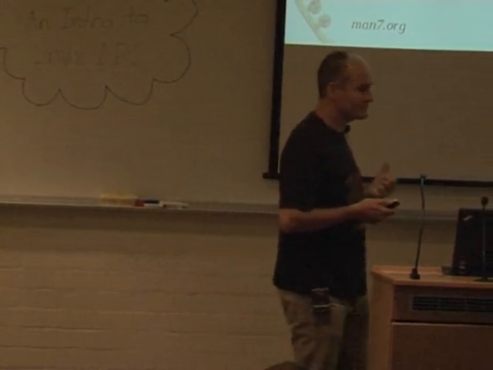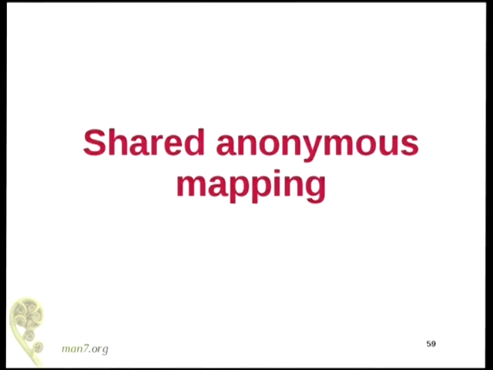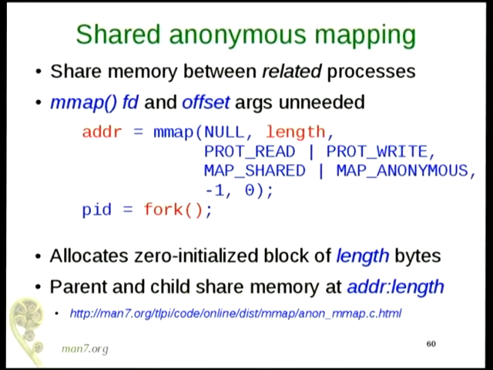So I said there were 3 types of mappings. Here's the first one, a shared anonymous mapping. It works between related processes, and related is related in the same sense as a pipe. You don't need a file descriptor and an offset because we're not making use of files. So those 2 items are specified as -1 and 0.